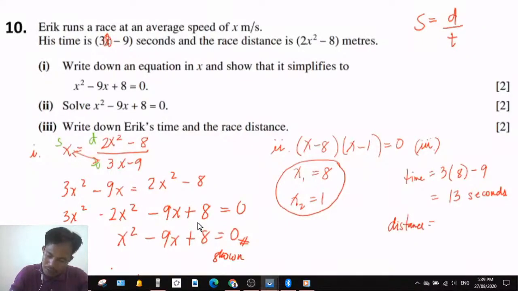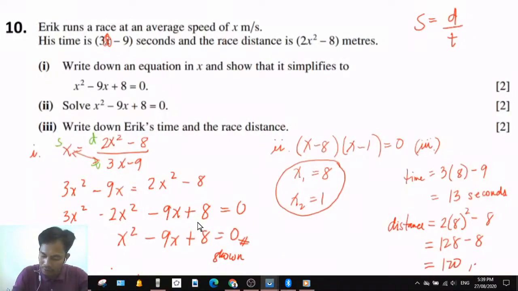Next, distance. Distance is equal to 2 times 8 squared minus 8. 8 squared is 64. 64 times 2 is 128, minus 8. We'll have 120 meters. So those are the answers for question number 10. That's the last question that I'm going to discuss for today.